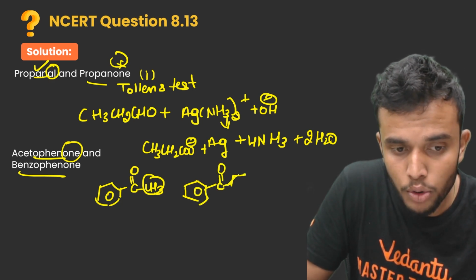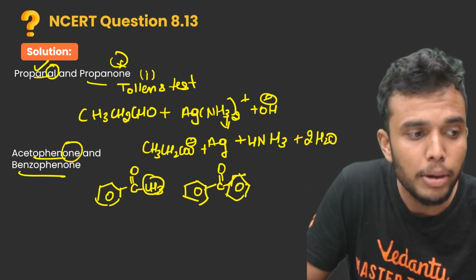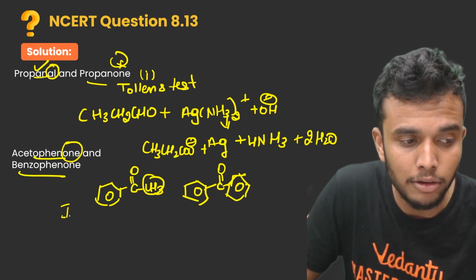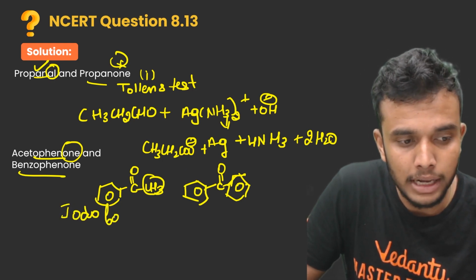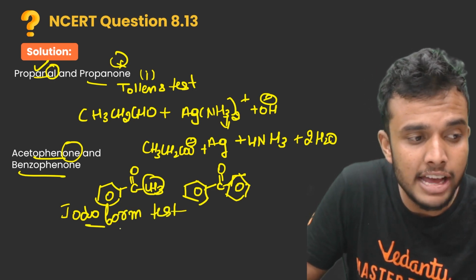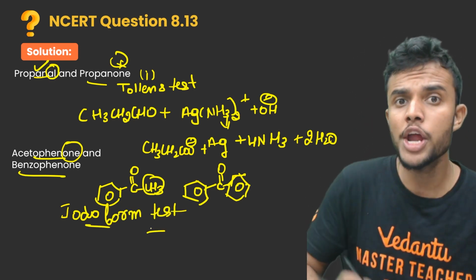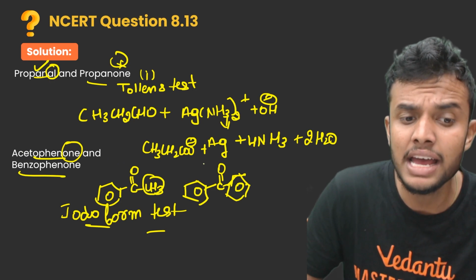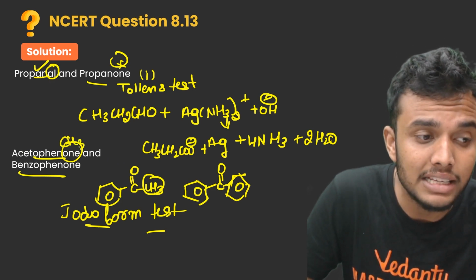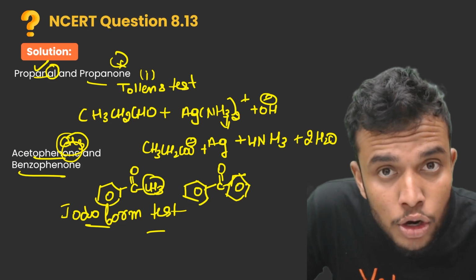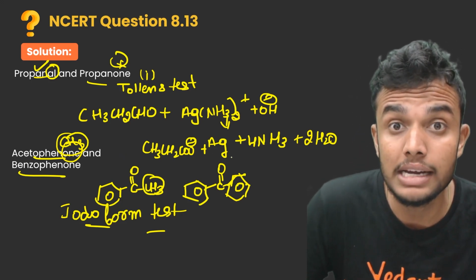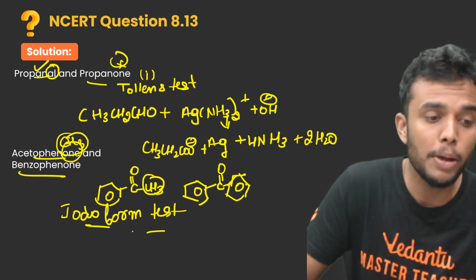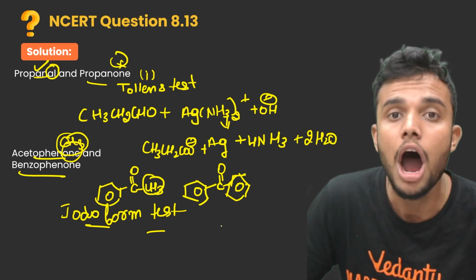How to distinguish between acetophenone and benzophenone? We already know from the iodoform test we can easily distinguish them. How does the iodoform test show positive for acetophenone? If the compound contains a CH3 group directly attached to the functional group, and is reacted with iodoform reagent, it gives a yellow precipitate. Iodoform reagent is sodium hypoiodite.